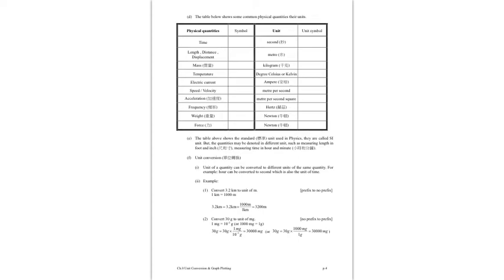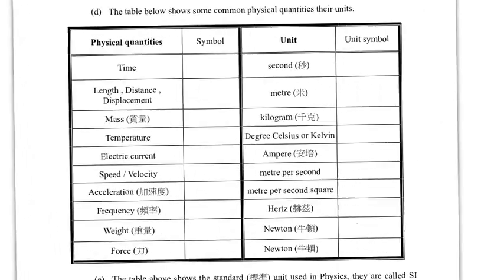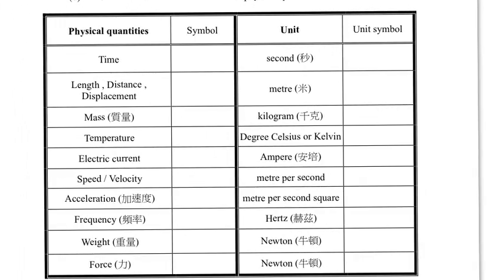Let's start on page 4, which is related to physical quantities with their corresponding symbols and units. Let's consider time. I will use a small letter t to describe the physical quantity of time, and the unit of time is seconds, and the unit symbol is s.